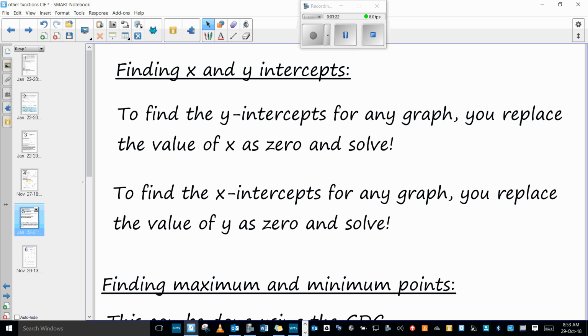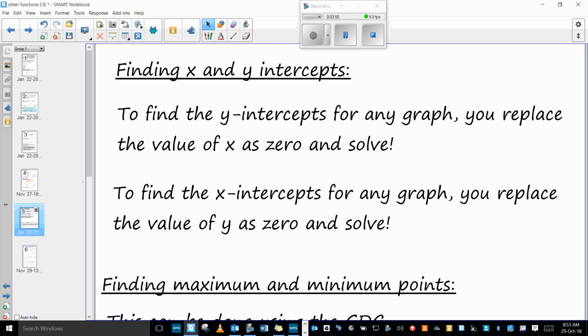So, finding x and y intercepts. To find y-intercepts, you're going to replace the value of x with 0. That's all you have to do. So if you're trying to find where any graph crosses the y-axis, you substitute the value of x as 0 and find that. In some cases, if there is no answer, that means it doesn't cross the y-axis.